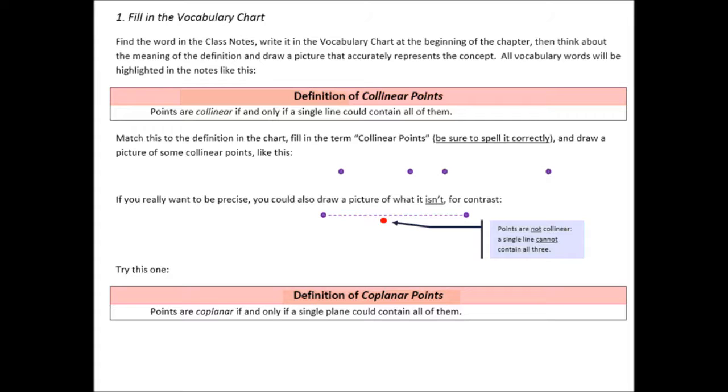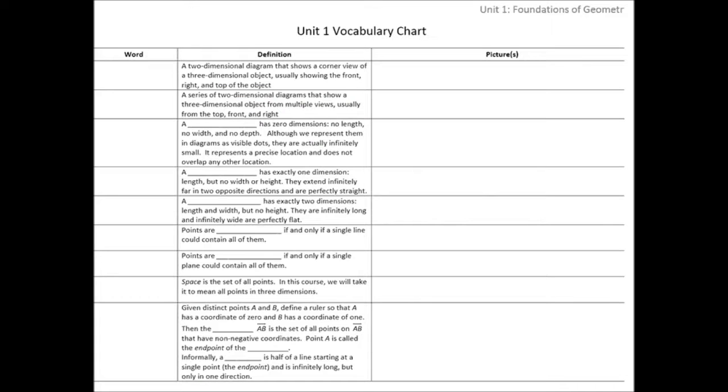When you encounter a definition in your notes, the expectation is that you will turn to your unit guide and your vocabulary chart and locate the term that you just read about. In the word column, we're going to write the word collinear, and we're going to fill in any blanks in the definition. Next, we're going to draw a helpful diagram that'll be useful to refer back to when you're studying for tests and quizzes. We'll start with a diagram of points that are collinear.